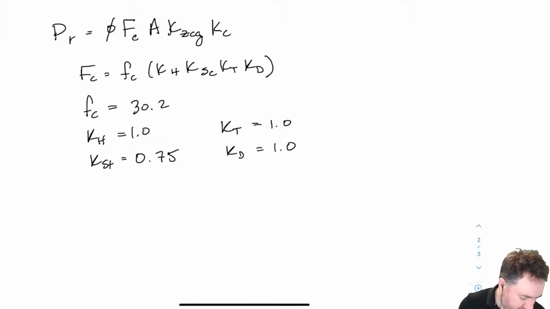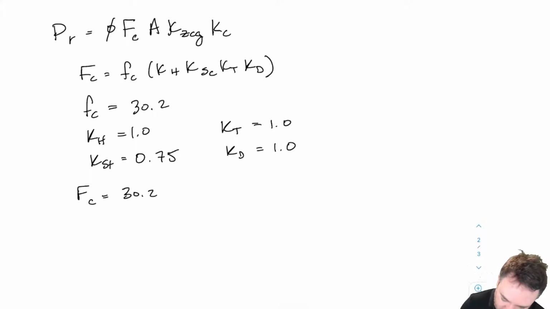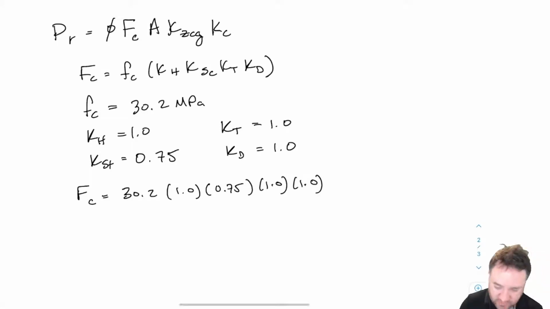All right. So now I can calculate my FC. 30.2, I should put some units on here, this is MPa. 30.2 times 1.0 times 0.75 times 1.0 times 1.0. Now you'll notice if you go to the standard that I mixed up the order of these compared to what's in the standard. Usually KD comes first. But I'm going with the order that I had. It doesn't matter as long as you make sure to include all of them. So this gives us 22.6, say 22.7 MPa as our reduced strength.